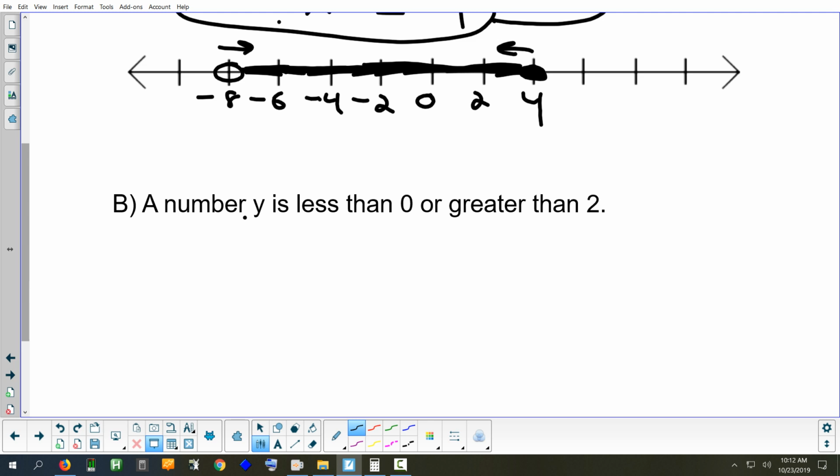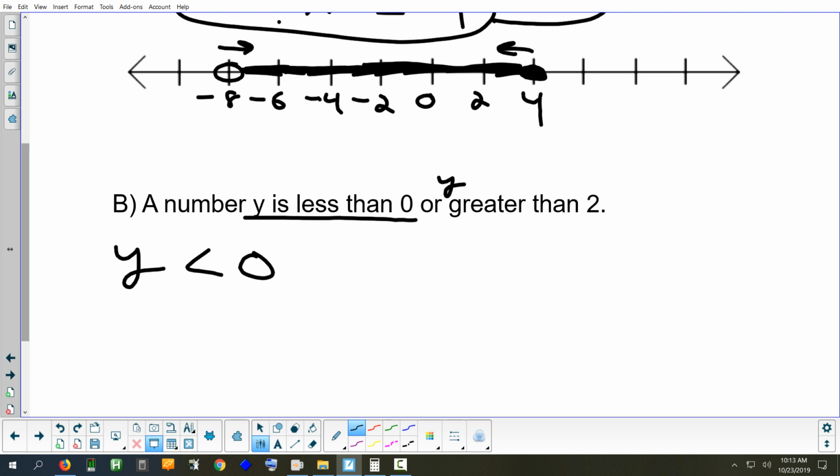So let's start with the first part. Y is less than 0. Jayliana, how am I going to write y is less than 0? Y, less than sign, 0. That's it. So y is less than 0 or greater than 2. What's greater than 2? What are they talking about here? Y. Yeah, so y is less than 0 or y is greater than 2.